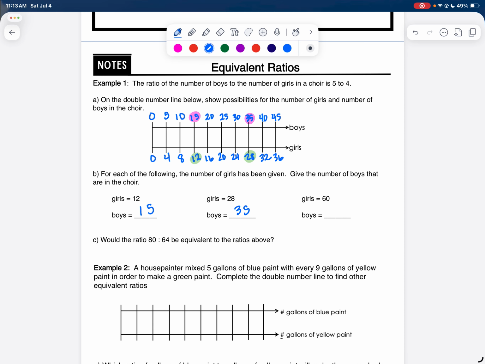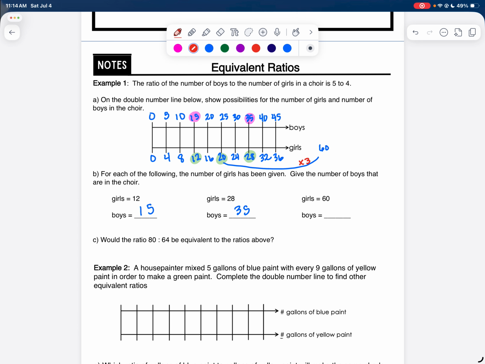Now, what if there are 60 girls? What I want you to notice is that on our double number line, the number of girls only goes up to 36, but they're asking us about 60. So what I want to do is look at all the possibilities for girls and find one that would be easy to scale to 60. So right away, I notice this 20, because I can scale 20 up to 60 pretty easily, because 20 times 3 is 60.